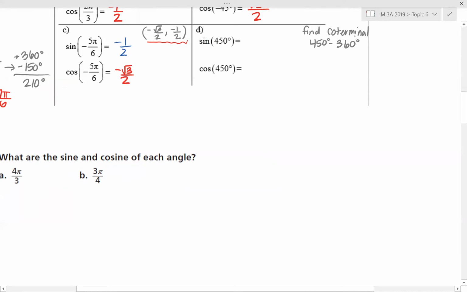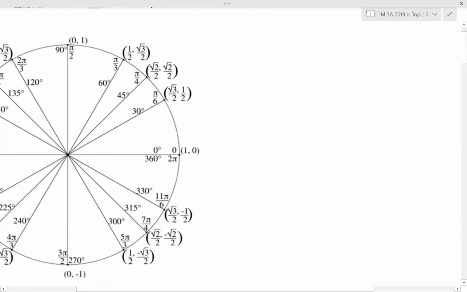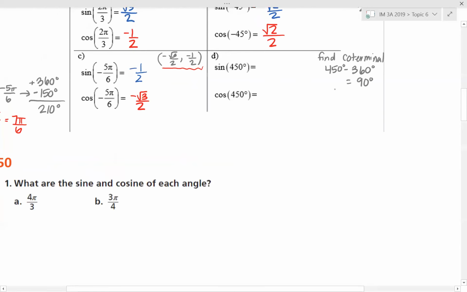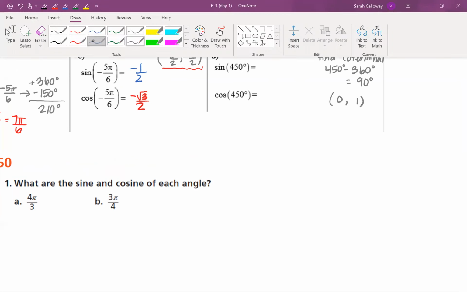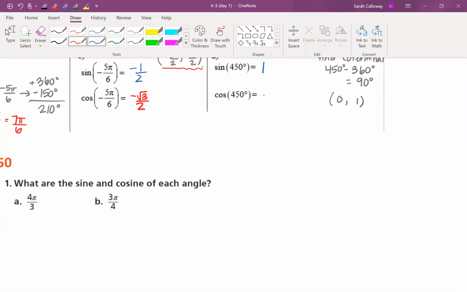And so when we do that, that tells us that this is a 90-degree angle. So we're actually finding sine, cosine, tangent of 90. So if we look at 90 degrees, the ordered pair is 0, 1. So we're going to use that point 0, 1 to find sine and cosine. So sine of 450 is the y coordinate, 1, and cosine of 450 is the x coordinate, 0.